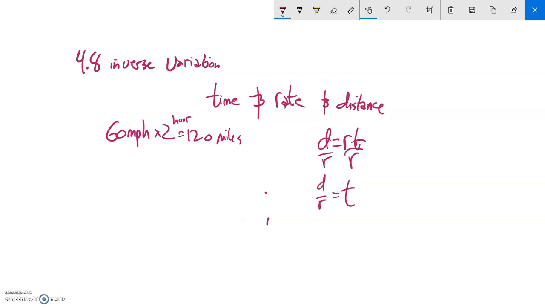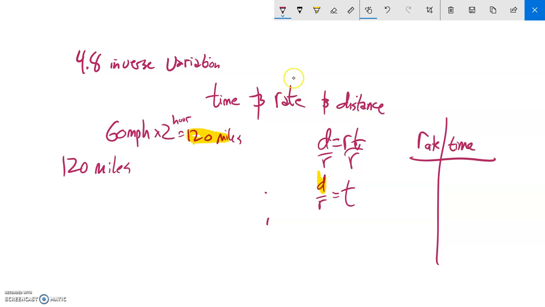And so let's keep the distance fixed. Let's keep this distance 120 miles. So we're going to go 120 miles. And what I want to look at is different rates and times. So I could start to make a little table, rate and time. And we already have one case here. If I go 60 miles per hour, it would take me 2 hours to go 120 miles, like I did up here.